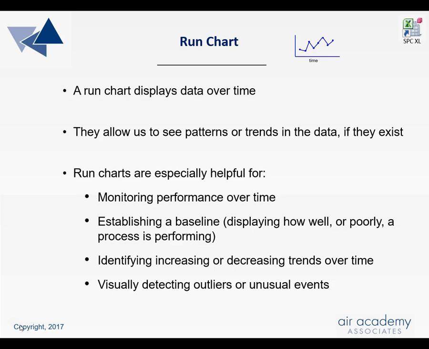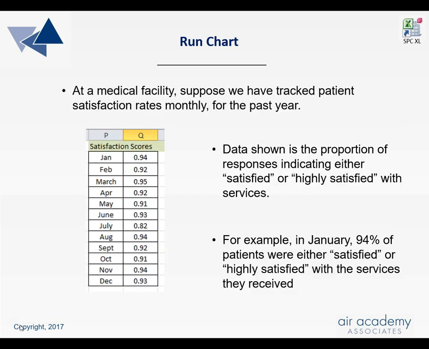We can monitor performance over time with them. We can establish a baseline from which we can determine if we're improving or maybe not improving. We can identify trends, increasing or decreasing over time, and it helps us look for outliers, that is, data points that don't seem to belong with the rest of the data. So let's show you how you do a run chart in SPC Excel.